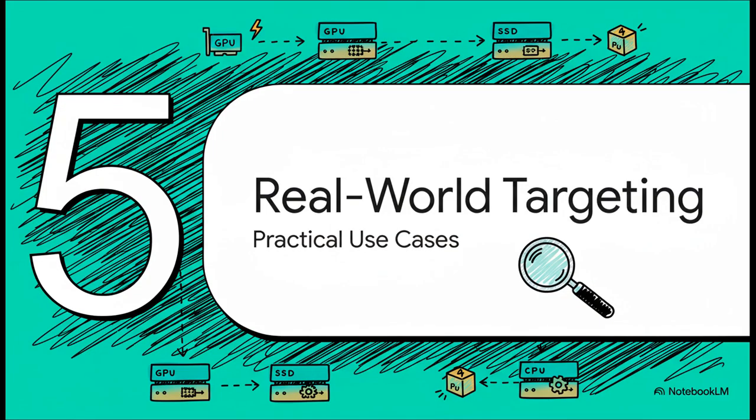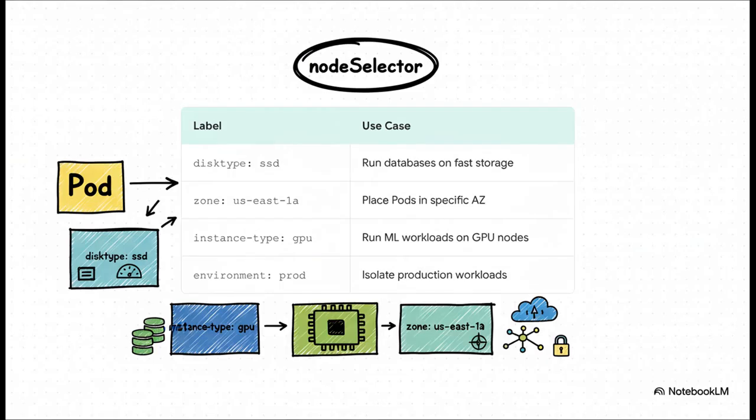Okay, so theory is great, but let's make this real. How are people actually using this day to day? What are the common patterns? This is where it gets really practical and powerful. Need your database on that fast storage? Bam, use a disk type SSD label. Want to make sure your app is highly available by spreading pods across different zones? Easy, use a zone label. Running a heavy machine learning job? Target your instance type GPU nodes. You can even use labels for logical stuff, like making sure your production workloads only land on nodes you've certified for production.